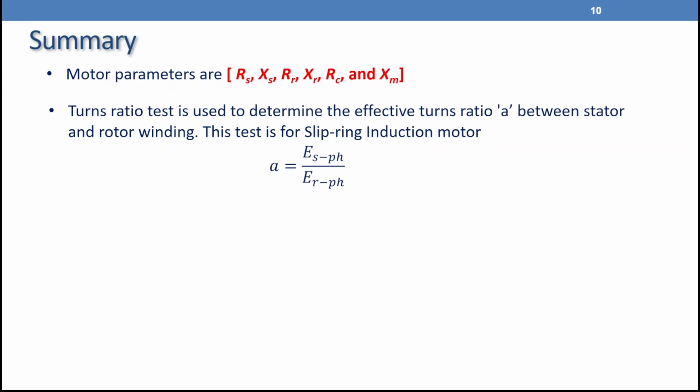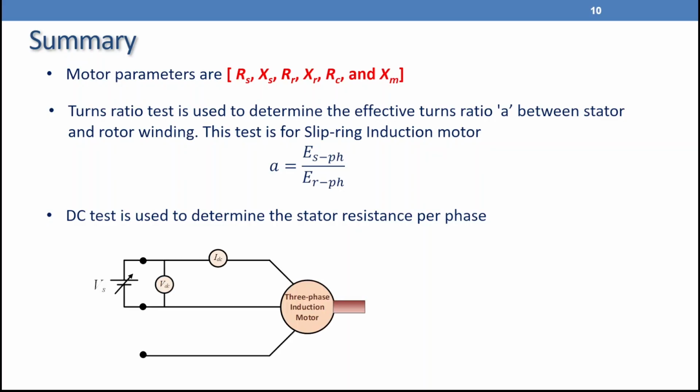Moving to another test. DC test is used to determine the stator resistance per phase. How we are going to find the stator resistance? Either we are going to apply a DC voltage to the stator side, and then we are going to measure different values from the voltage and current, and then take the average of these values. So VDC over IDC, we're going to have RDC.